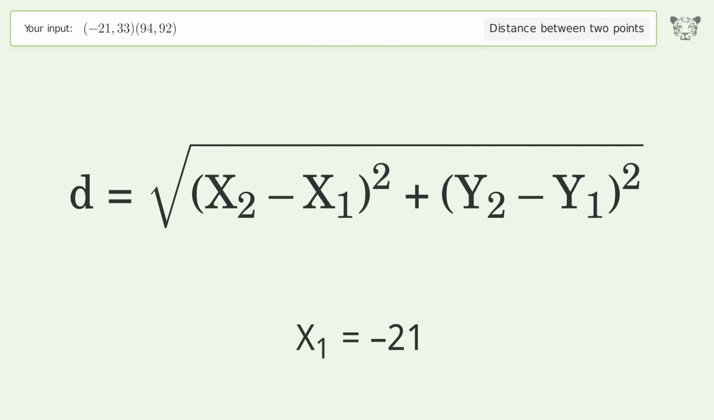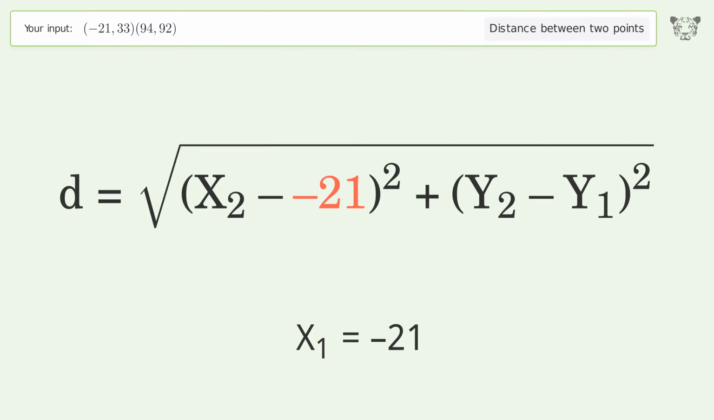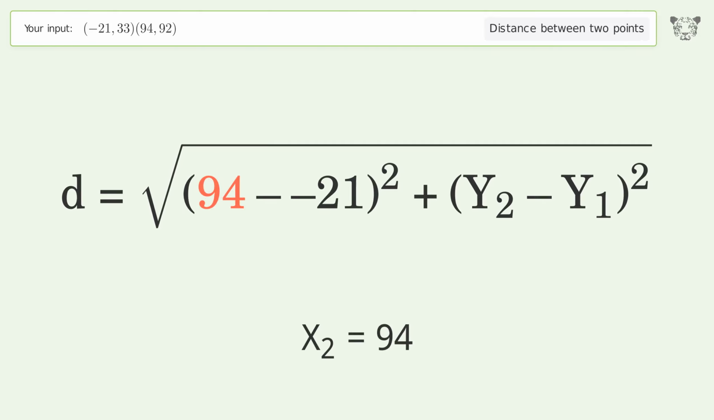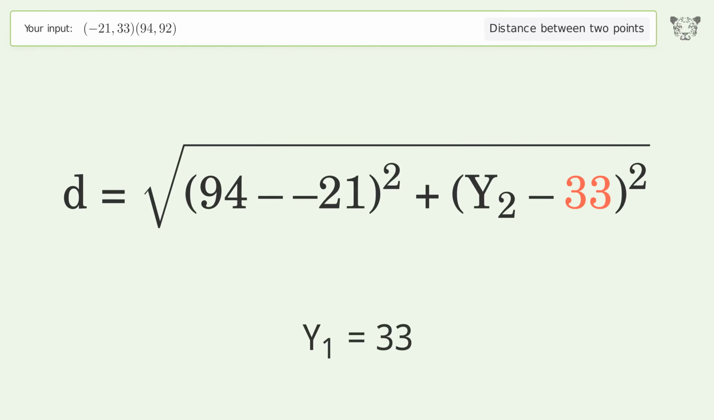x1 equals -21. x2 equals 94. y1 equals 33. y2 equals 92.